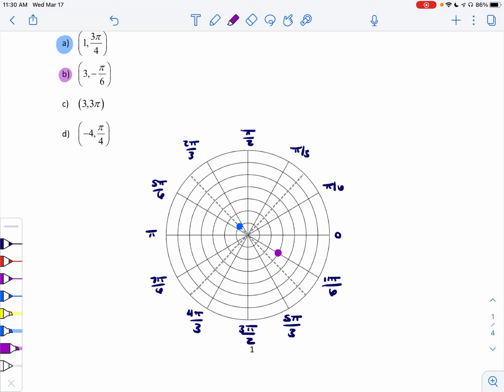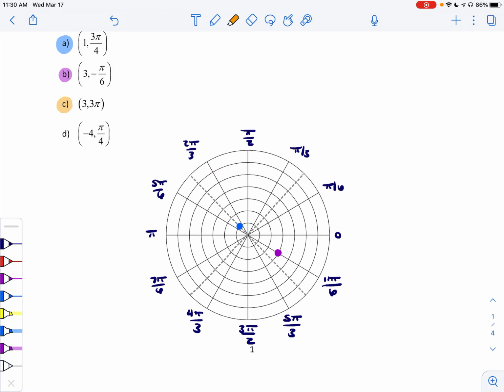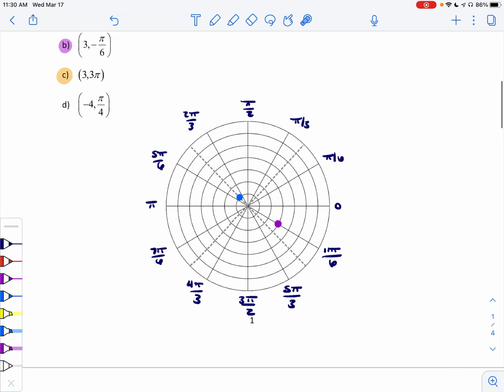Okay. And then let's look at part C here. So 3 and 3 pi. Again, radius is 3, so we're on the third circle. Angle is 3 pi on this one. So with 3 pi, of course, we're more than a full rotation around our circle. So we would have 1 pi, 2 pi, 3 pi would be back over here on this pi line. And on our third radius, 1, 2, 3 out, and that would be our point right there.